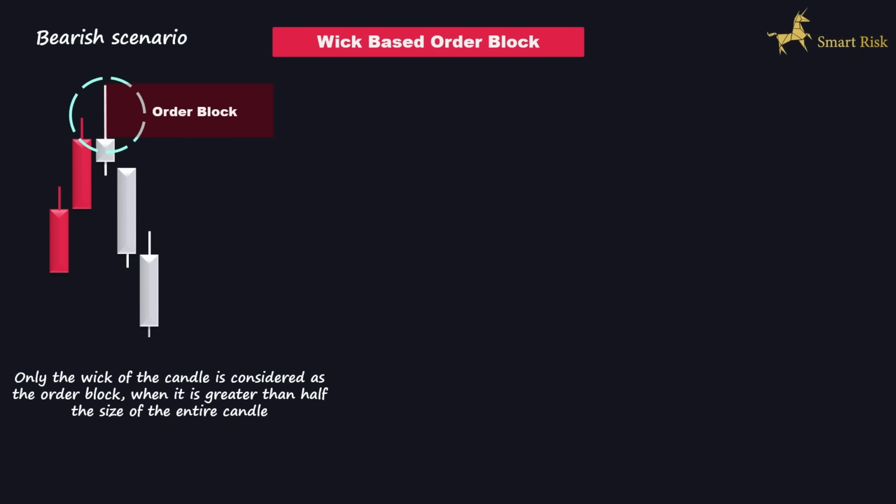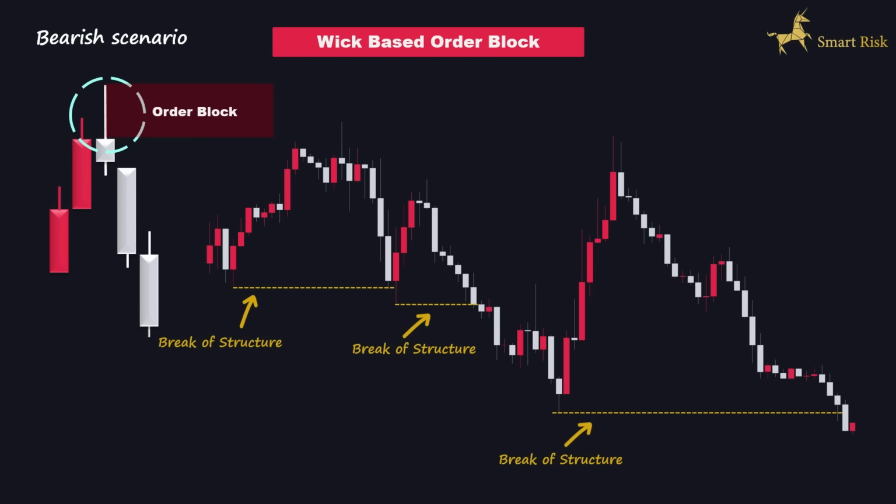As you can see here, price sharply pushed to the downside and created a series of bearish BOSs. So it's clear that this candle located at the extreme is the first weak bearish candle formed before price created a sharp downside movement. But as you can see, the wick of the candle is greater than half of the whole candle. As we mentioned before, we should highlight the entire wick as our order block instead of the entire candle size. So, let's move into the next order block type, engulfed order block.